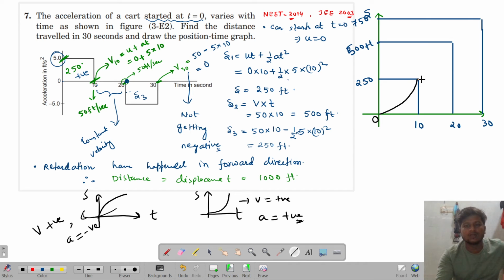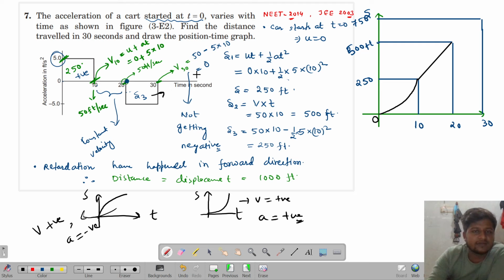Now what happened from 10 to 20? From 10 to 20 we have a constant velocity, so distance traveled will also be uniform. Since acceleration was 0 and constant velocity was there, we travel uniformly from 10 to 20 seconds. Yes or no? After that, what is happening from 20 to 30 seconds? Velocity is still in a decreasing trend, but velocity is positive or not?